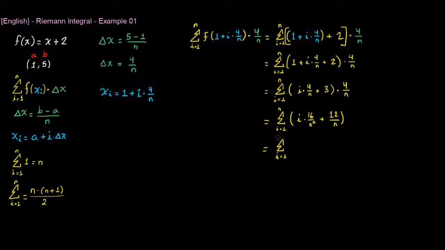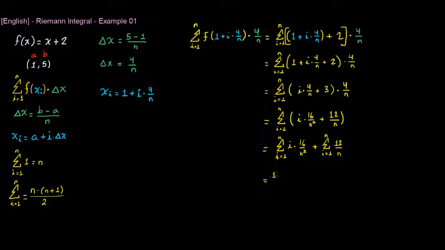The summation from i equal to 1 of 16 over n squared times i, plus the summation from i equal to 1 until n of 12 over n. Now here I'm going to remember something. This 16 over n squared and this 12 over n are constant. They should be treated as constants, so I can apply this property of summations of putting them outside the summation. And that's what I'm going to do in the next step.